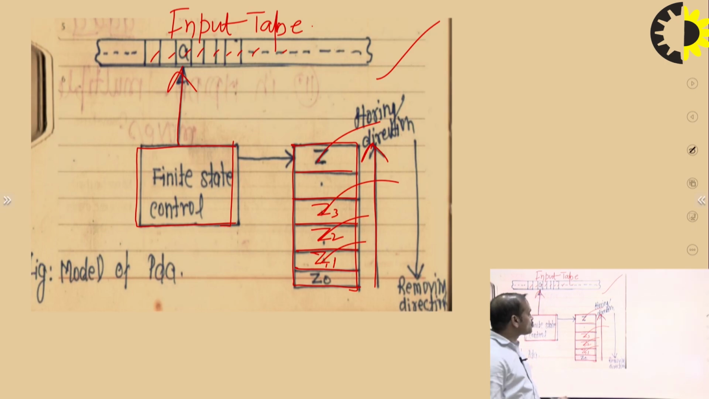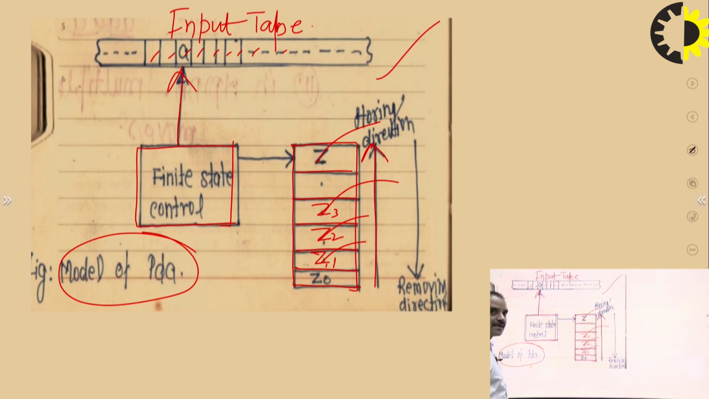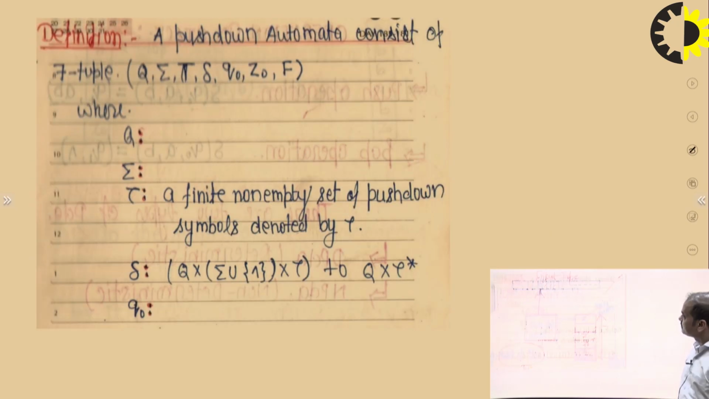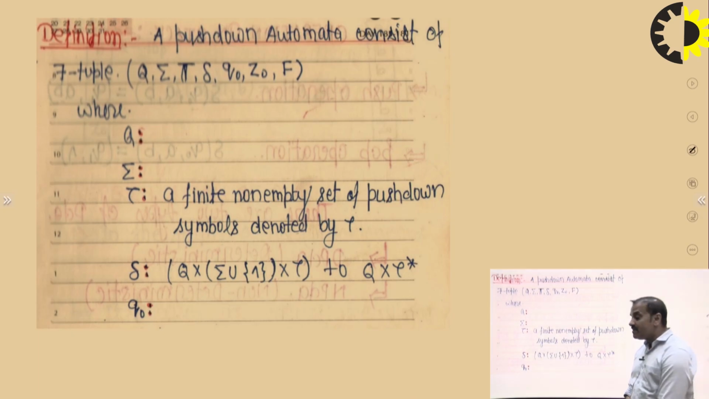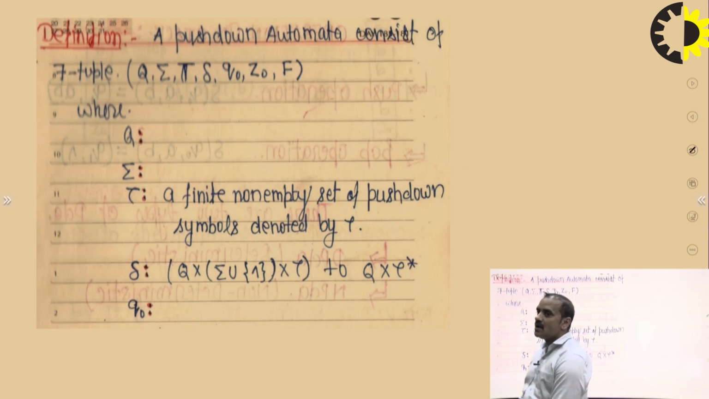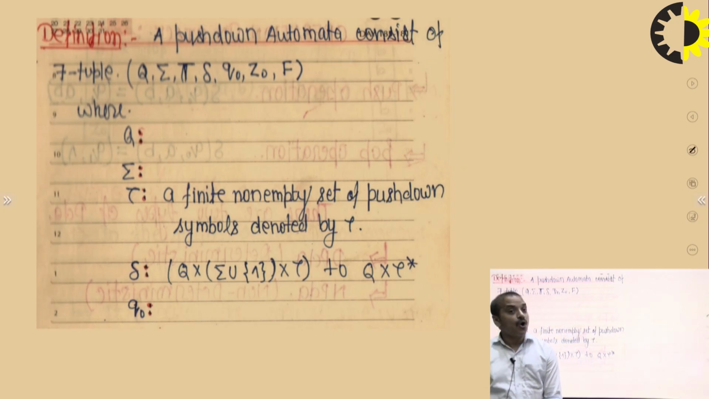By using this procedure, we perform a number of operations inside the push-down store. The whole model is called a PDA. This is the block diagram of a push-down store where we perform different types of operations on different types of data. This is the definition of PDA. First, we have to discuss what is the need of PDA and what is the block diagram of PDA.